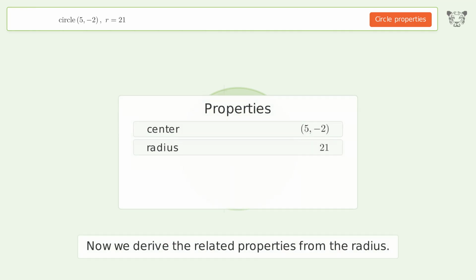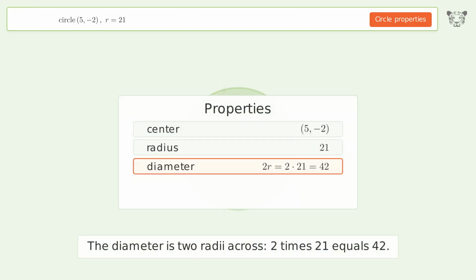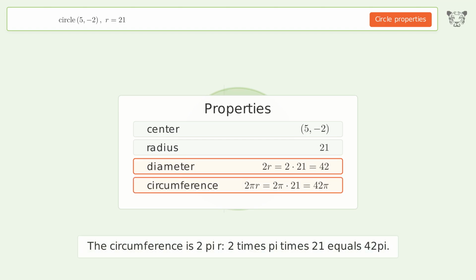Now we derive the related properties from the radius. The diameter is 2 radii across, 2 times 21 equals 42. The circumference is 2 pi r, 2 times pi times 21 equals 42 pi.